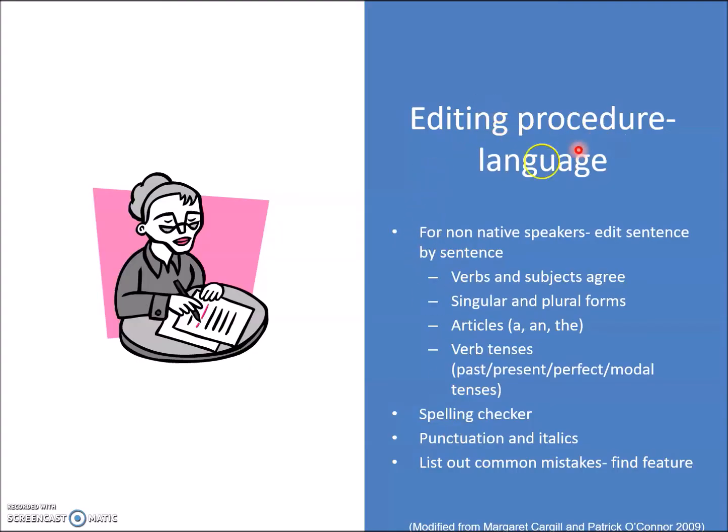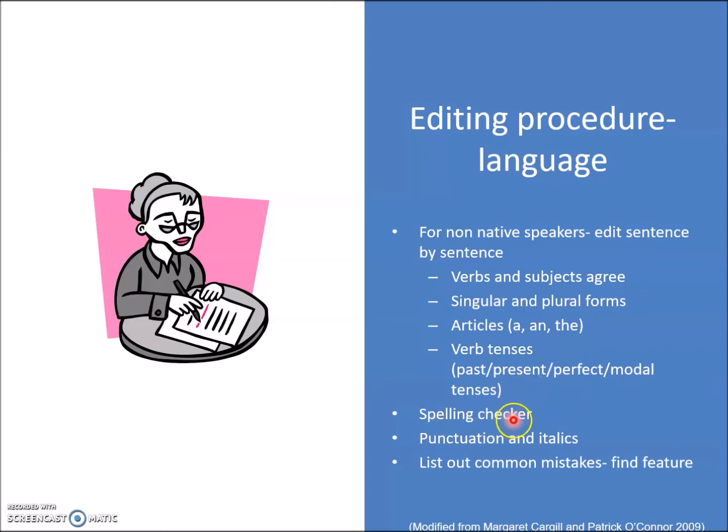Now, for editing language, we as non-native English speakers may have to edit sentence by sentence. Remember to check whether the verbs and subjects agree, singular and plural forms are appropriately used, articles such as a, an, the, are placed accurately, as well as verb tenses such as past, present, perfect and modal tenses are correctly applied. All of these have been discussed in the previous submodules.